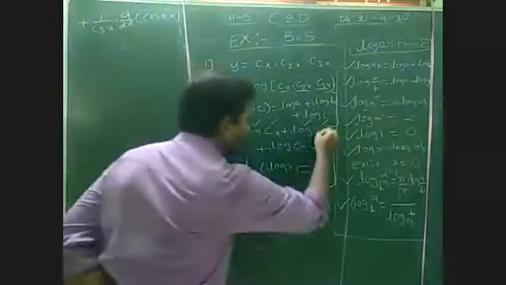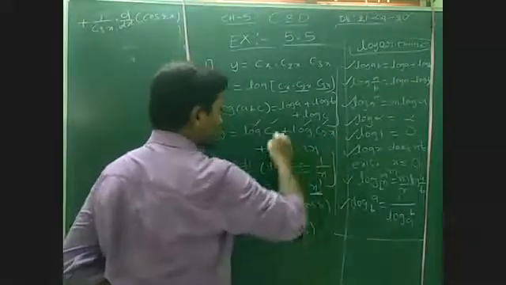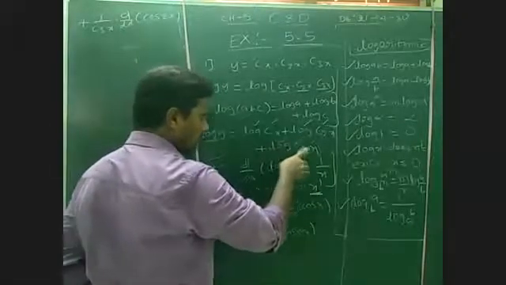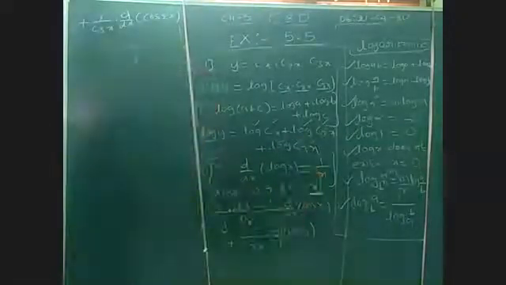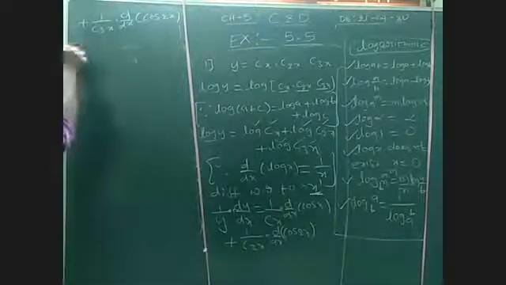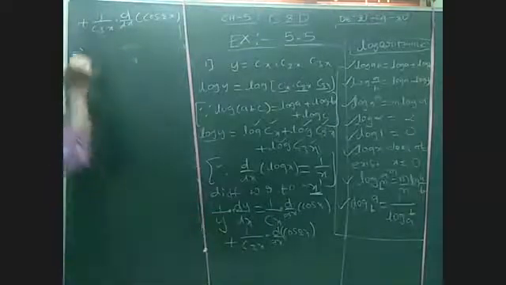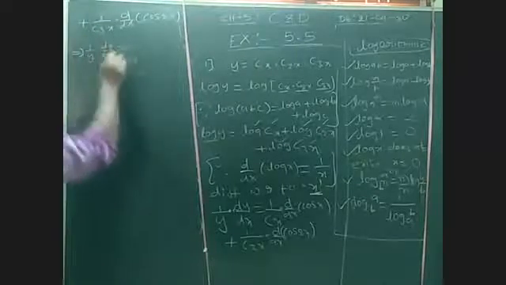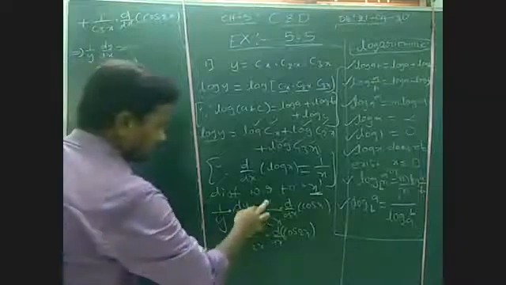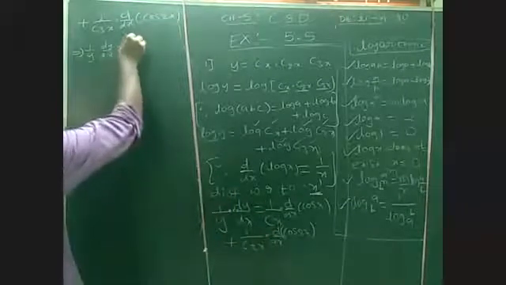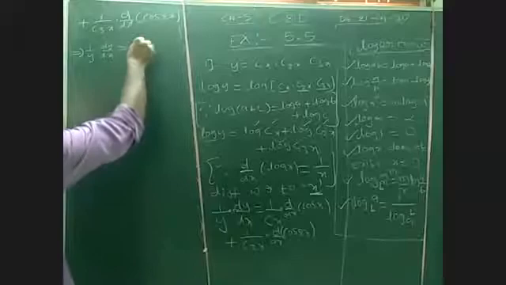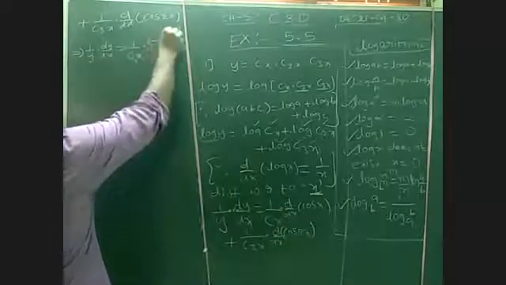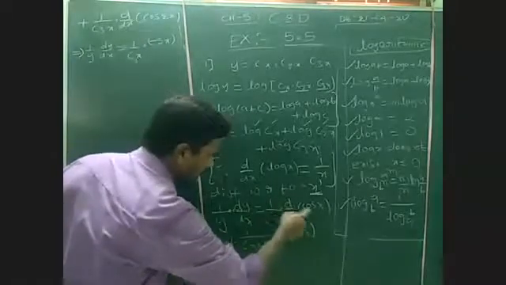Again here cos 2x, again here cos 3x. Three derivatives are there: first log, next cos, next 3x. Let's see what they are. Which implies 1 by y dy by dx is equal to, on the right side, 1 by cos x. What is the derivative of cos x? Minus sin x.